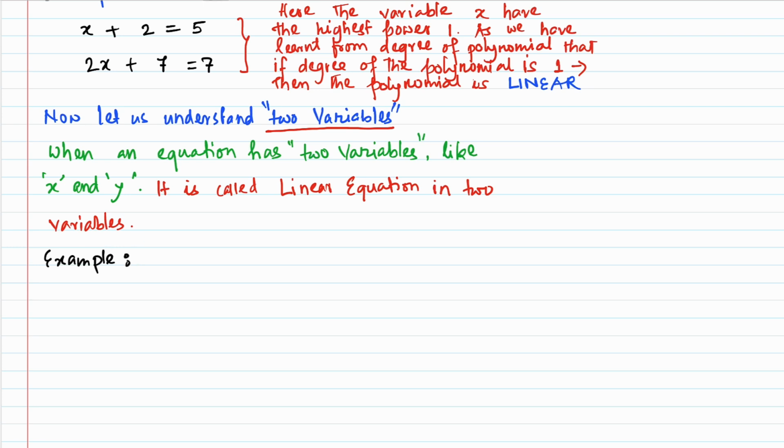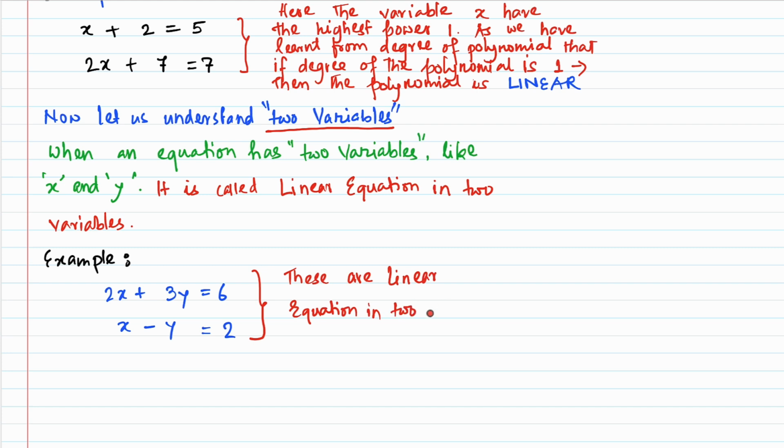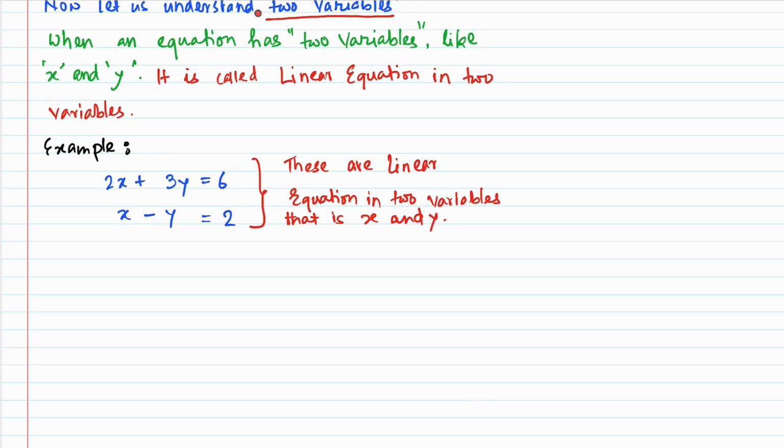Let us take some examples. For example, 2x plus 3y is equal to 6 and x minus y equal to 2. Now you can see these equations have two variables and the power of each of the variables is 1. So these are linear equations in two variables, because two variables are there, and linear because the power is 1 for each of the variables.